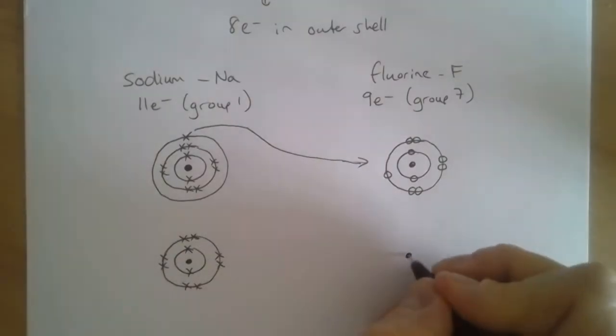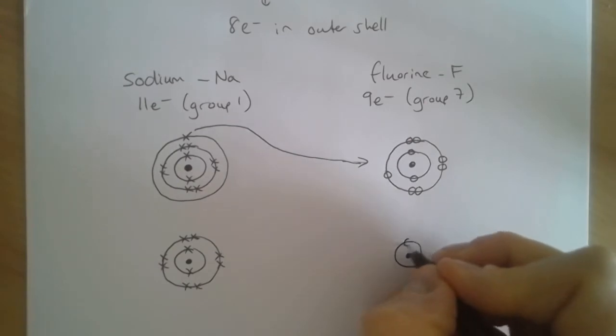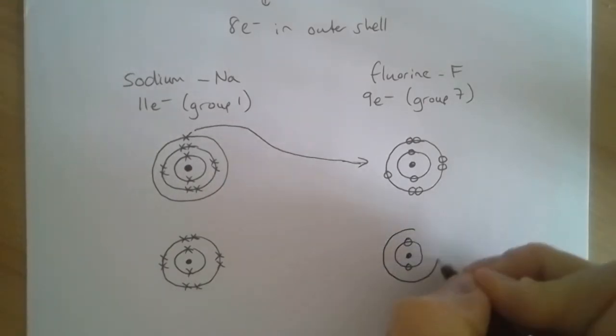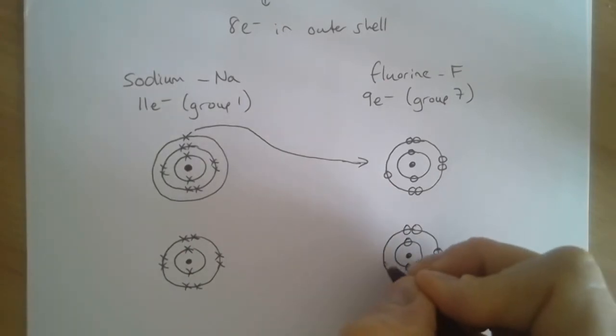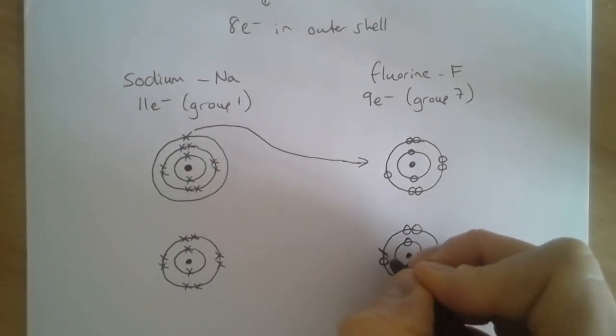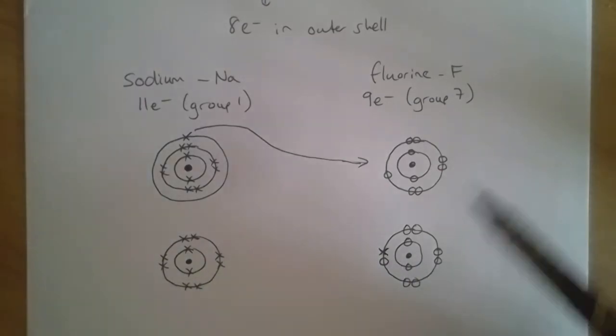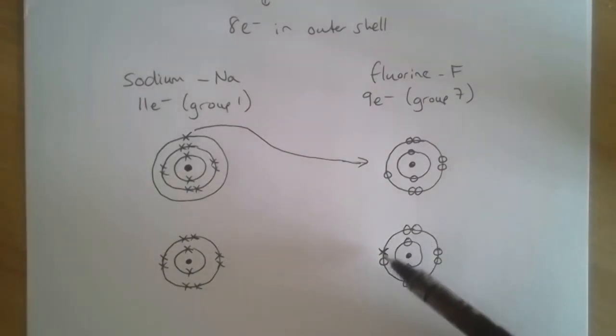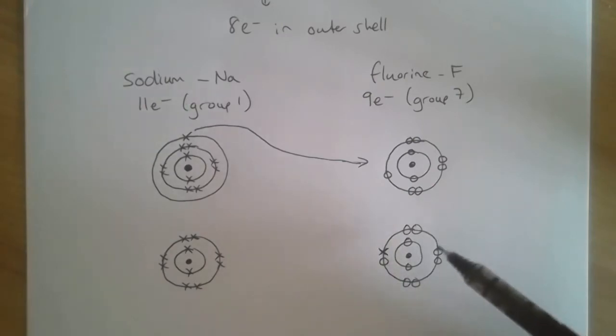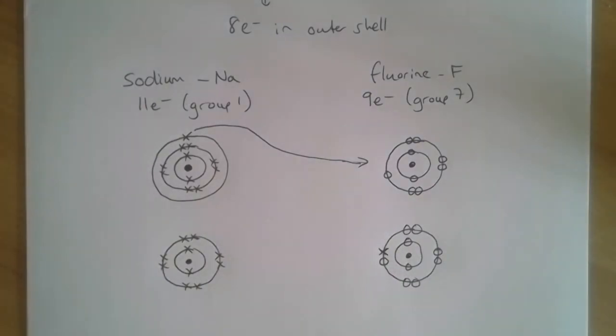If we do the same thing for fluorine, and this is why I drew these elements as dots earlier, we can see that fluorine has now got an extra electron. And in fact, this is now a fluoride ion. Again, we've now got 8 electrons in the outer shell. That's the same again as the noble gas neon.